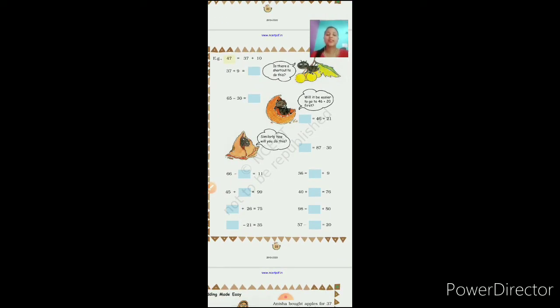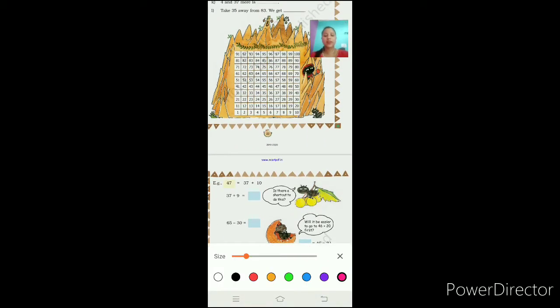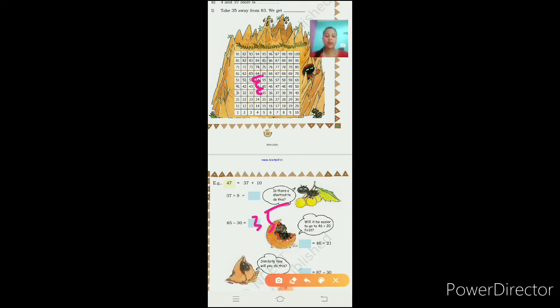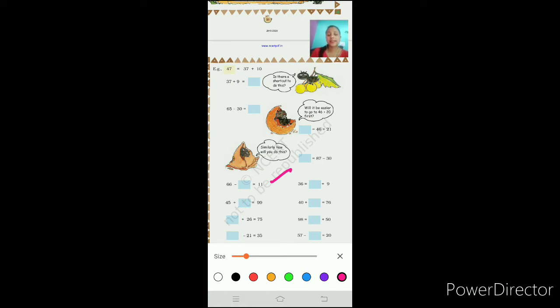Now next is 65 minus 30. So where is 65? 65 minus 30. So 3 steps down. So answer is 35. Okay, and you can do it by subtraction also. So 46 plus 21, 87 minus 30. These all questions are very easy. Now the different one is this one. 66 minus what, and you get 11.